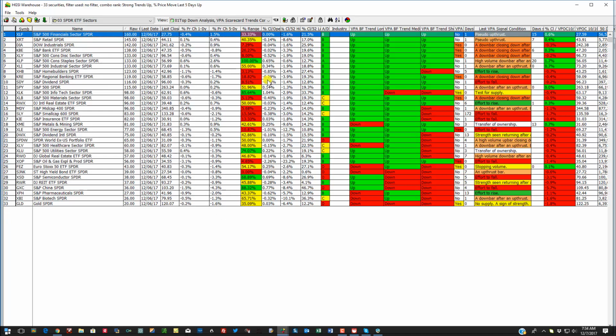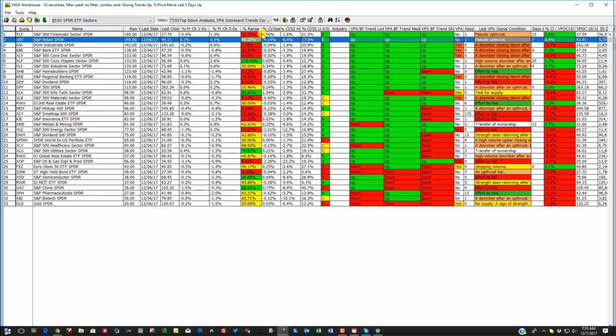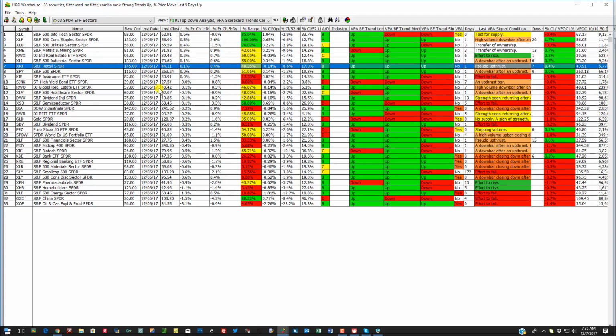We have the financial sector. We know the financial sector has been strong, and I can tell this several ways. Look over here at the VPA best fit trend. This is a long-term trend, medium-term trend, and the short-term trend. But if I want a more recent look, I just sort on the percentage price change 1 day and look across to the percentage price change 5 days. I can see that it was up 0.1% yesterday. I'm sorry, I'm looking at the retail sector here.